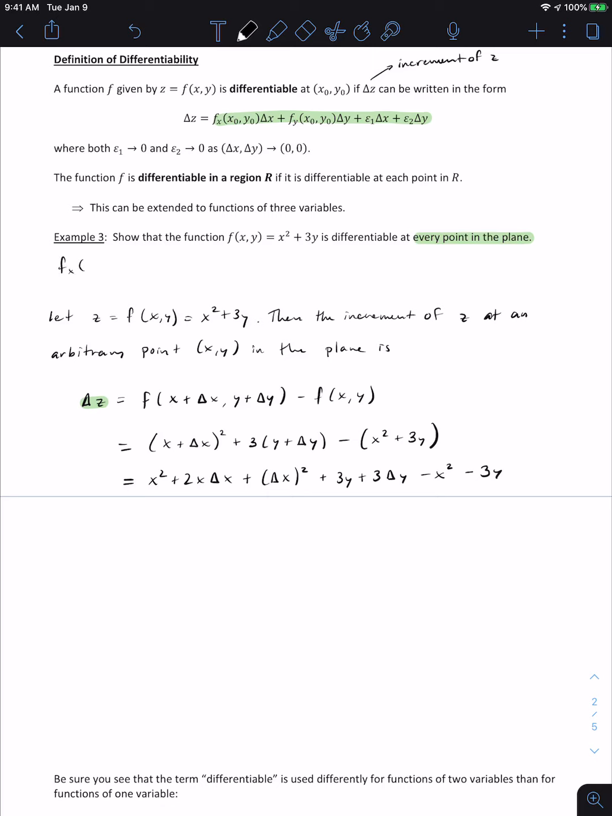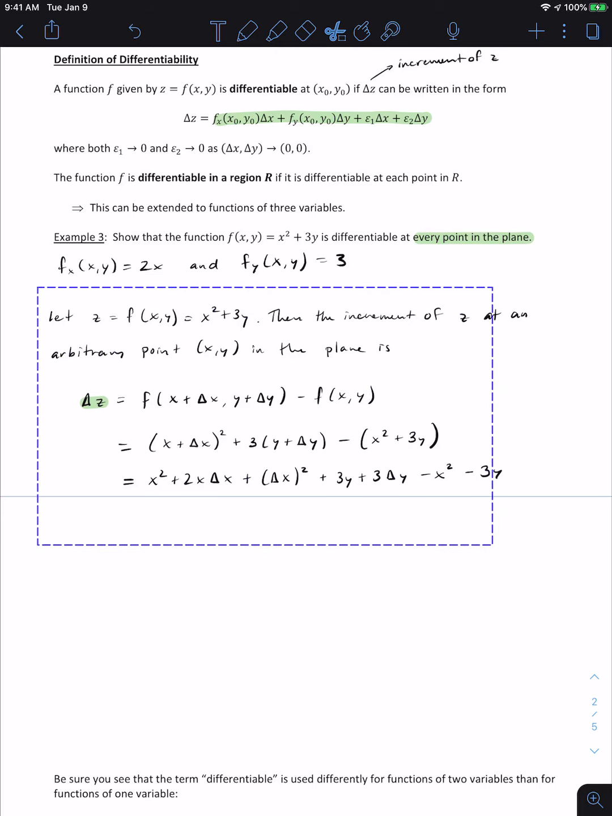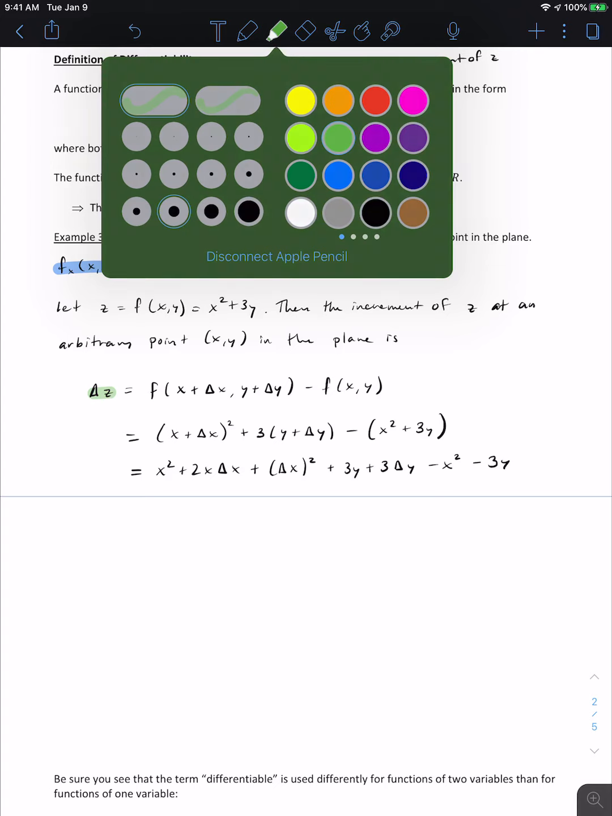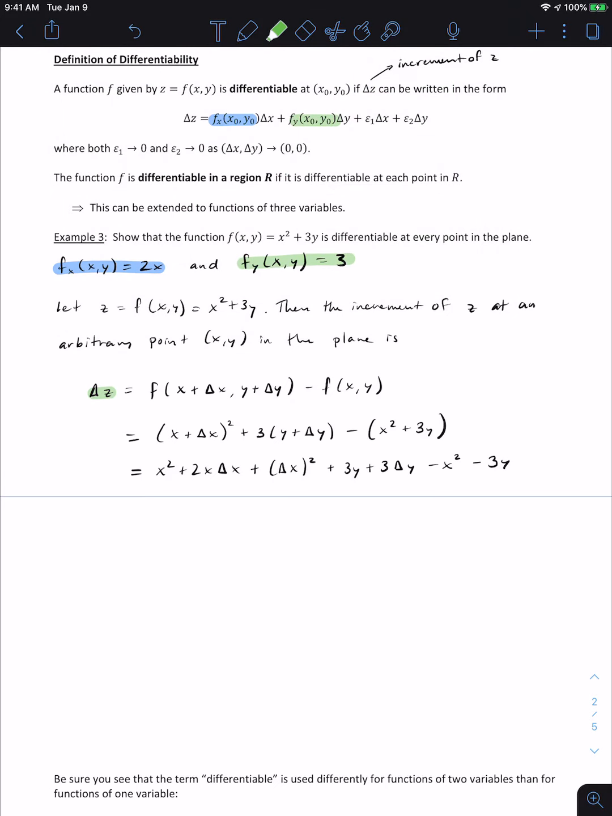So f of x, let's figure out what my partial derivative is, so that way I know what goes here and what goes here. All right, so my partial derivative of this with respect to x is 2x, and my partial derivative with respect to y is 3. Okay, so let's color those in different colors here. In this case, let's call my partial derivative with respect to x 2x, and my partial derivative with respect to y, we'll go green, and that'll be right here.